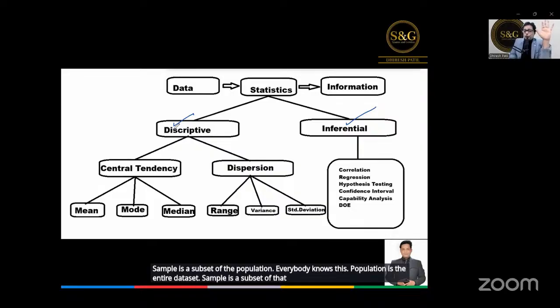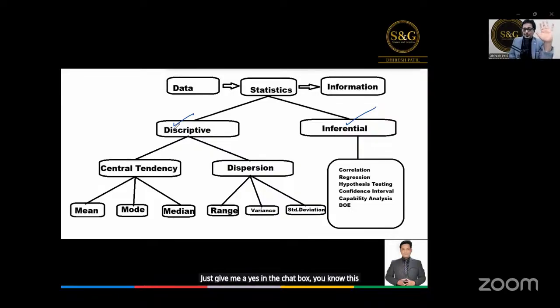Just give me yes in the chat box. You know that. Very simple. School में सबने पढ़ा है ये, college में सबने पढ़ा है.